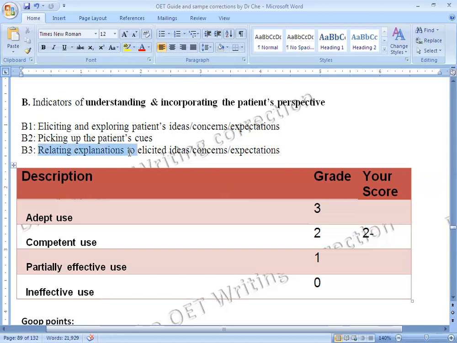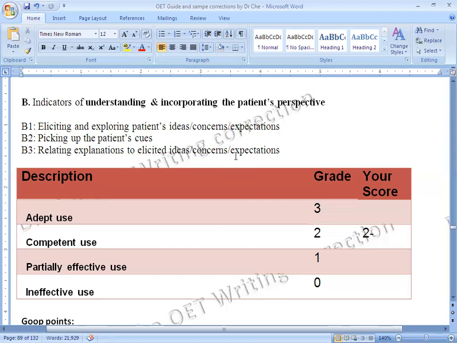So, relating explanations to elicited ideas, concerns, expectations. You need to take into consideration what the patient's idea is, what he is expecting, what his concern is, all of these things. Do not directly ask, okay, Mrs. Smith, could you please tell me what you are expecting from me? Don't tell it directly like this.